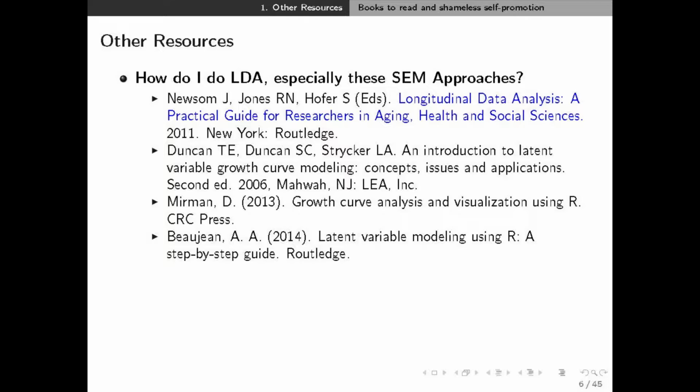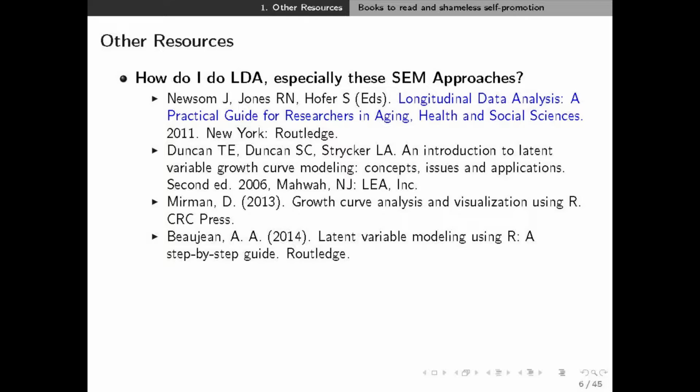If you want to know how to do longitudinal data analysis specifically in a structural equation modeling framework, there's this great book by Jason Newsom called Longitudinal Data Analysis, and it's specifically written for researchers in aging. And there's a book by the Duncans, an introduction to latent growth curve modeling. It's a little more general for psychological researchers.